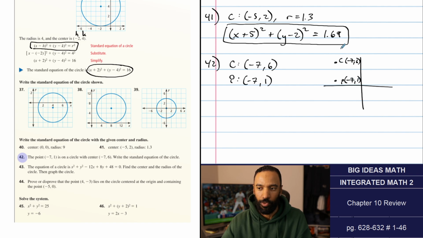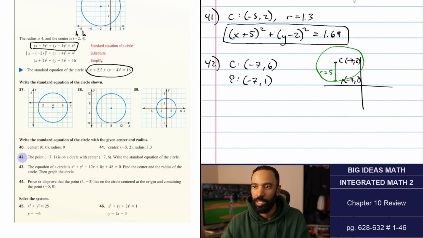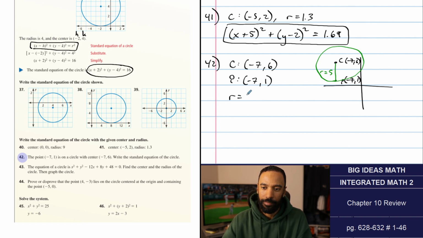You don't actually need the distance formula for that. It's vertically one above the other. They are 5 away from each other. And from center to a point on your circle, that means your radius is 5. So your radius is 5, and your center's at negative 7, 6. That's the information we need to write the equation. So that one maybe took more work, but this is x plus 7 quantity squared plus y minus 6 quantity squared equals r squared, which is 25.